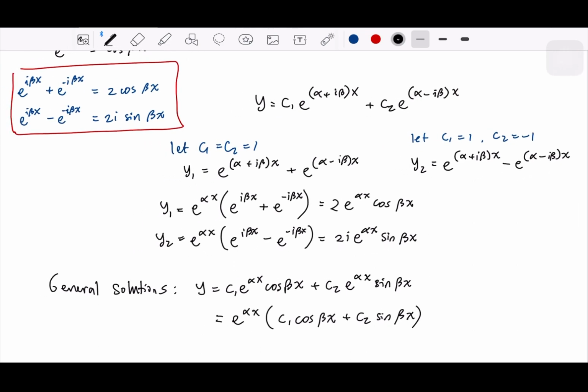The problem now is how to apply this in the practical way, in a practical problem. We're going to look at an example.